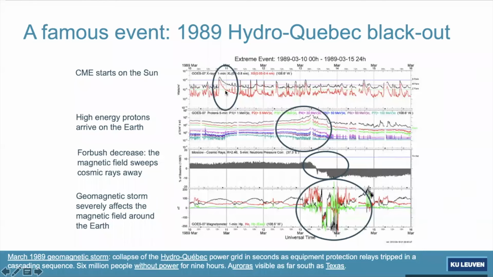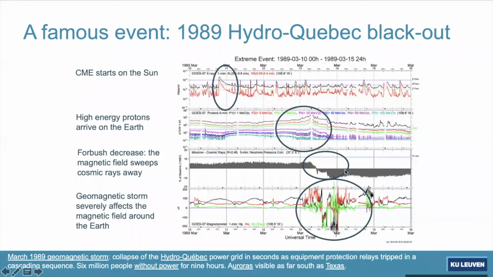But then the CME expands and takes about 2 to 3 days to arrive at the Earth. And that's when it arrives. What you're seeing here is the high energy protons that arrive at the Earth about 3 days later, 2.5 days later. So you first see the X-ray peak at the sun, and then you get this plasma arriving at the Earth. As that happens, there is a reduction in cosmic rays.